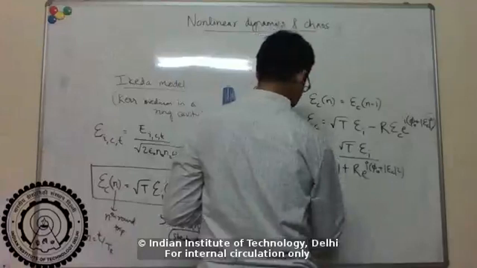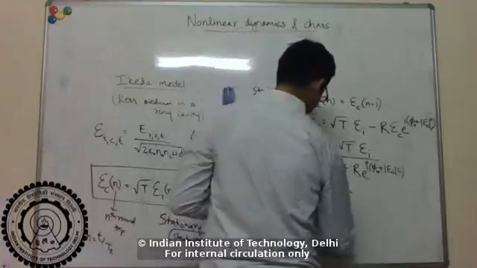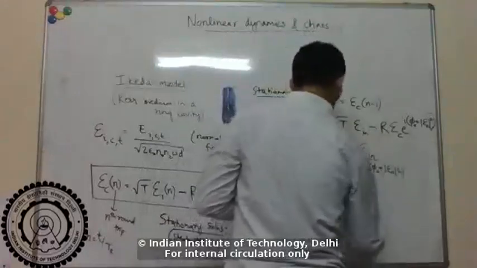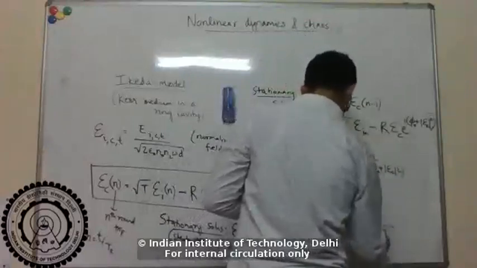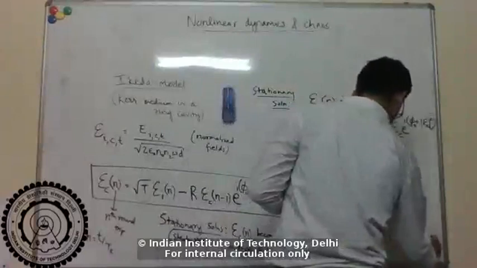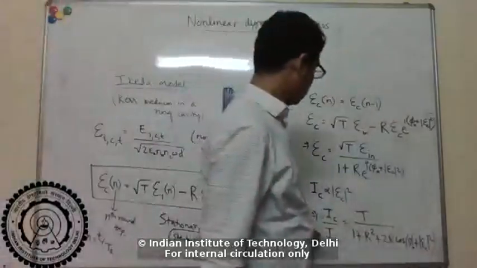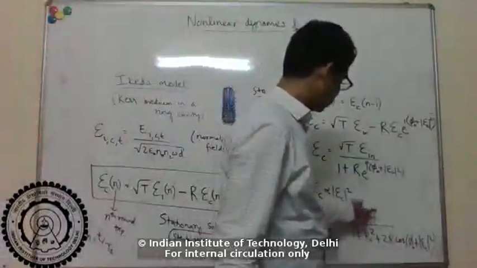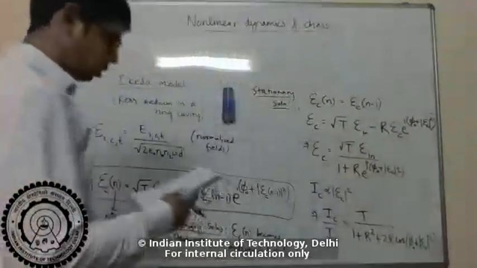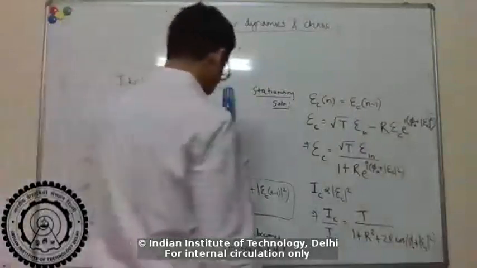In terms of intensity, if I say IC, which is proportional to mod EC squared, then IC over I input, you can see, again goes something like 1 over some constant plus cosine in the argument. Again, you'll have IC.